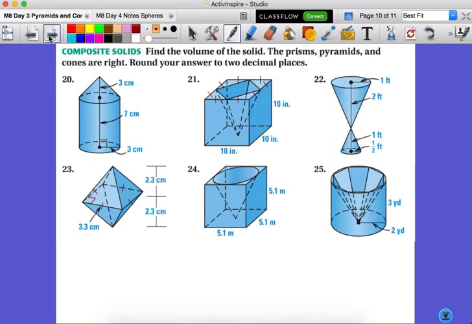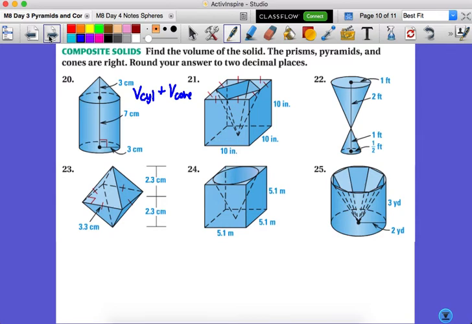So this last little bit here, we're finding the volume of the solid. So we're not concerned about the surface area, we're just concerned about the volume. So I'm kind of going to talk us through a couple of these. We're not going to solve all of these together, but we are going to talk about how we would approach this. So remember that volume means how much space is inside of something. So for number 20, I would need to find the volume of the cylinder plus the volume of the cone, because I've stacked one on top of the other.